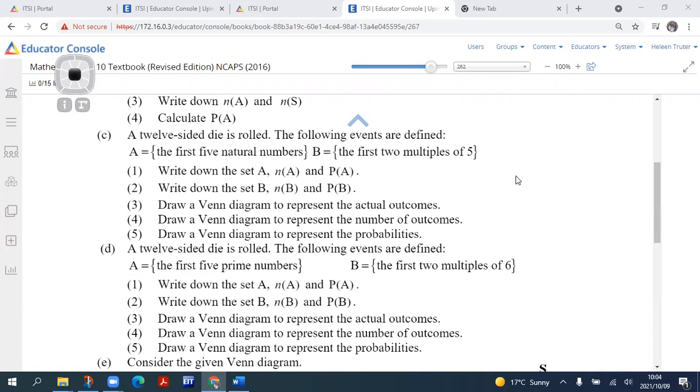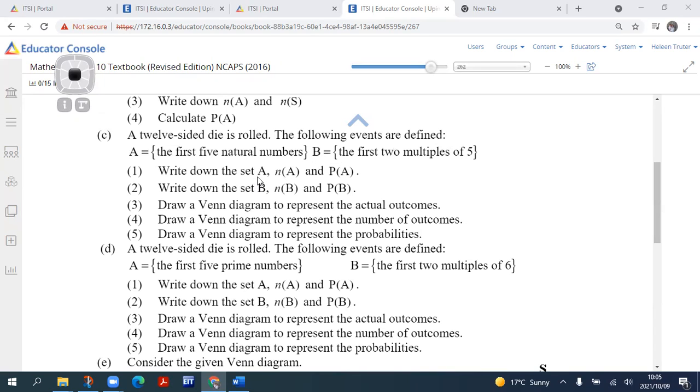Ons volgende nommer is nommer C. En vir die eerste keer gebruik ons nie 'n gewone dobbelsteen nie. Ons gebruik nou 'n 12-sided een, soos wat ons in die voorbeeld gehad het. So hy het van nommer 1 tot nommer 12 op sy kante. And the following events are defined. Die volgende gebeurtenisse moet ons nou lys. So A is the first 5 natural numbers. Onthou natuurlike getalle begin by 1. The first 2 multiples of 5, die eerste 2 veelvoude van 5 is 5 en 10.